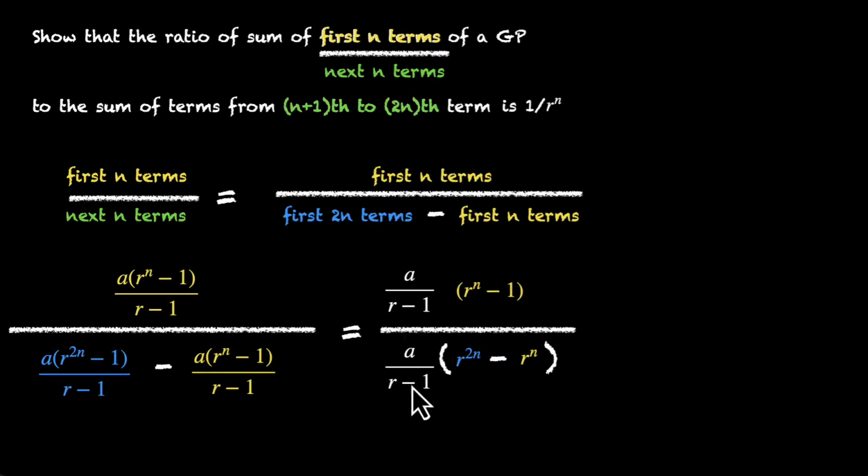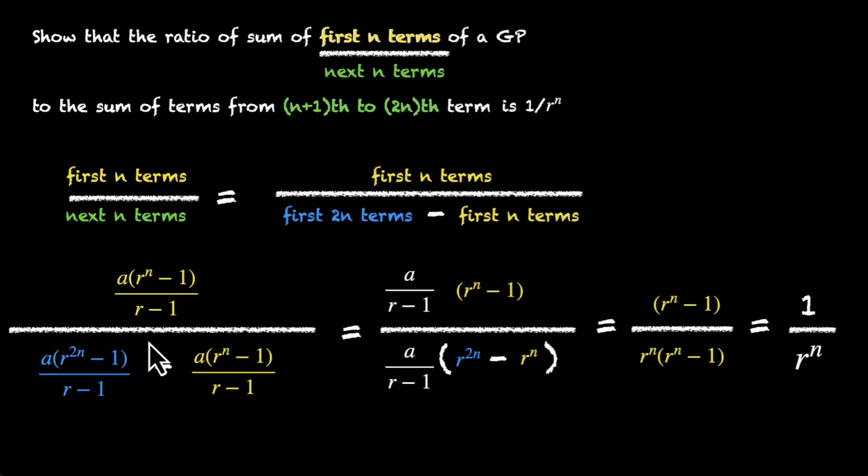So cancelling this thing, we have r to the power n minus 1 by, and here again I can take r to the power n common. This will give me r to the power n times r to the power n minus 1, and lucky me, this also gets cancelled out. We are left with 1 by r to the power n, and that's exactly what we had to prove. Notice that things got simpler and simpler as we went. So this is what we have.